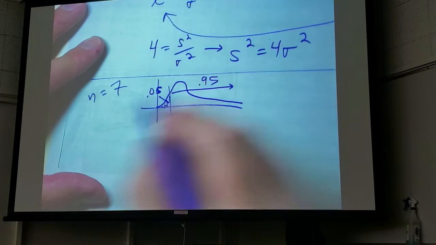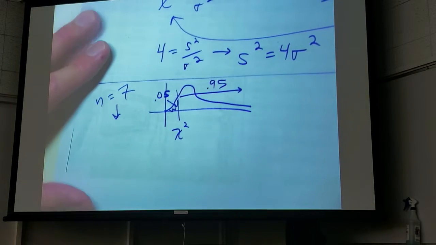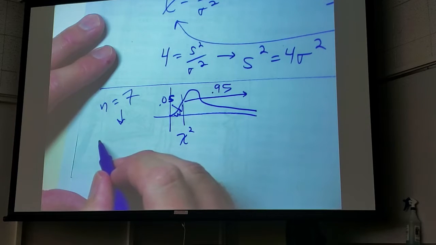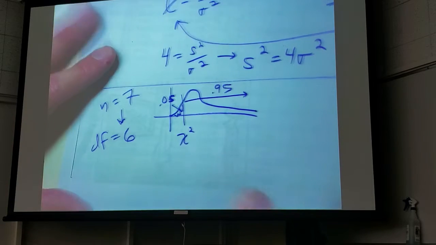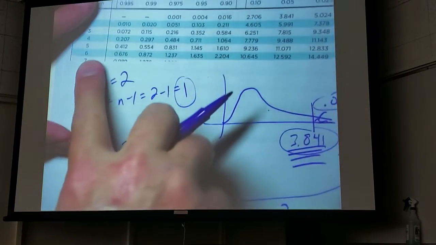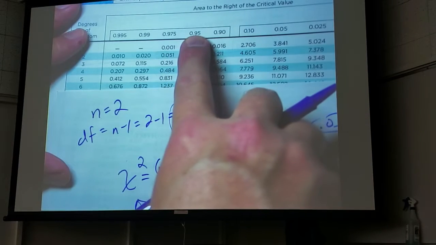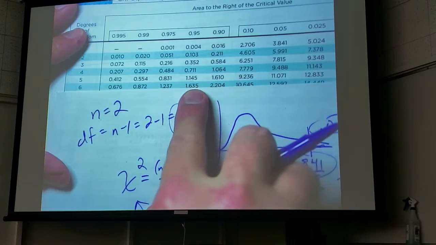0.95, I love it. And of course, what I have to do with this? Minus 1. Good. So now I can look at 6 degrees of freedom, and I want 0.95 to the right, 0.95. So I get 1.635.